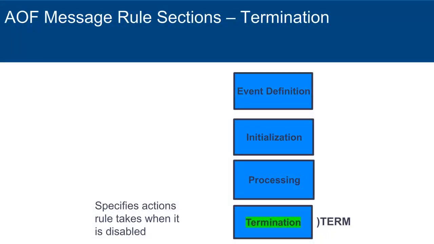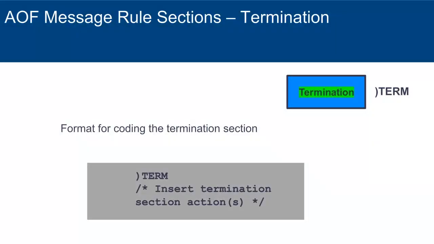The termination section of a rule specifies the actions the rule takes when it is disabled. The termination section is optional. If included, it is the last section of a rule. This section executes in the Ops MVS main address space. This is the format for coding the termination section.